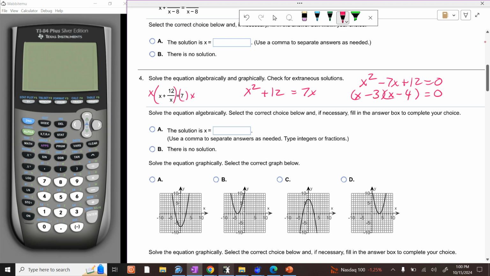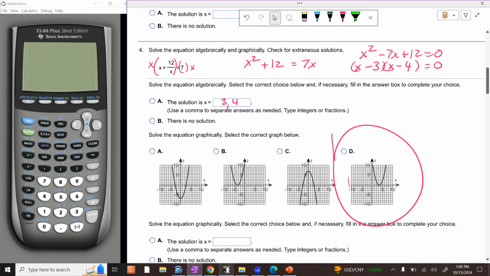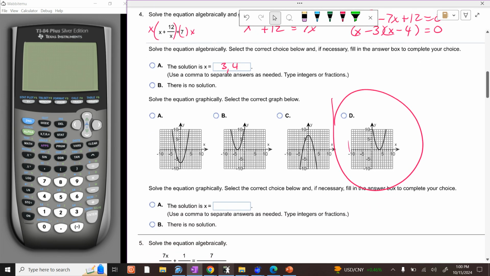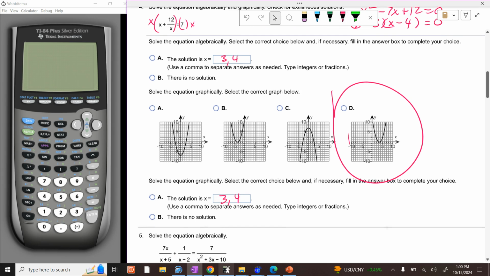-3, -4. So the solutions are -3 and -4, or actually 3 and 4, because x minus 3 equals 0 is 3 and 4. So you want to find the graph that crosses at both 3 and 4? Well, it's graph D crosses at 3 and 4. You just can't see that they're crossing at 3 and 4. So 3 and 4 is also the answer down there. Okay?